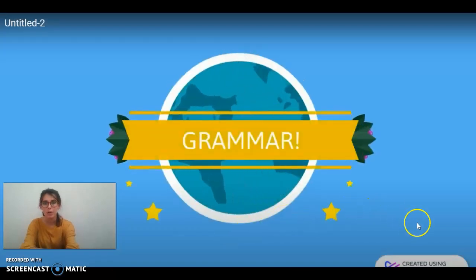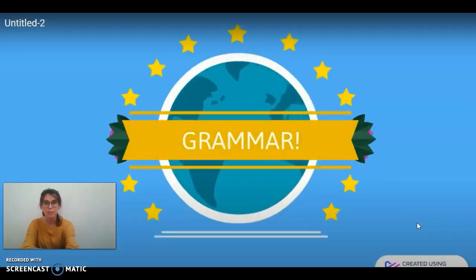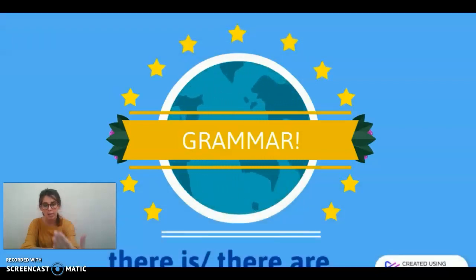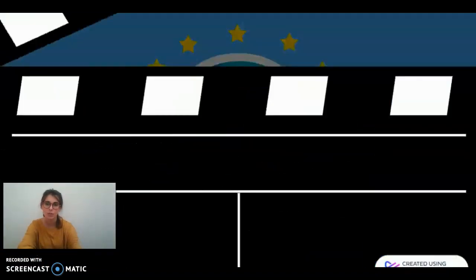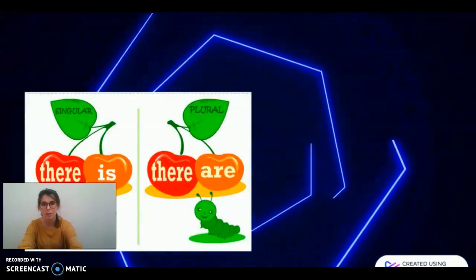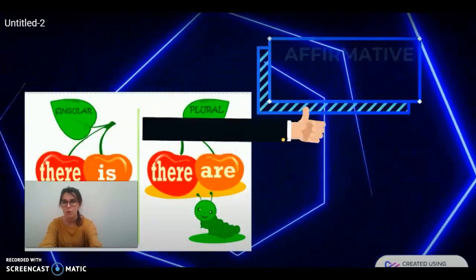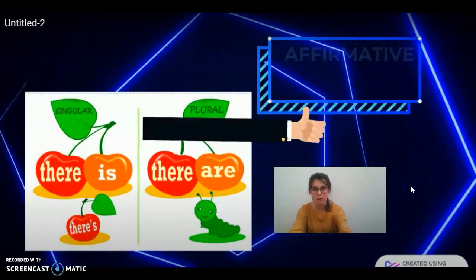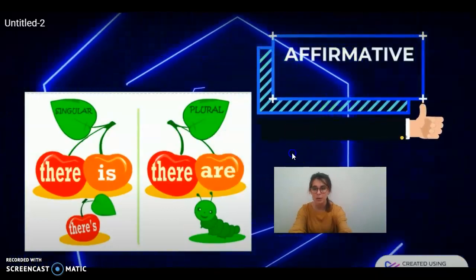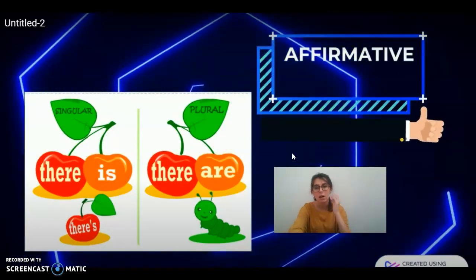Today we're going to be working on grammar, and the main contents have to do with there is and there are. Those are the contents. We're going to start with the function first. So we have there is and there are. We use there is for singulars and there are for plurals, right? So every time we mean one thing, we're going to say there is. So there is one notebook. There is one notebook. Only one.